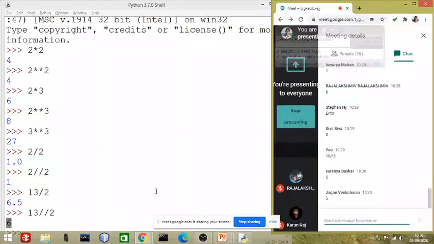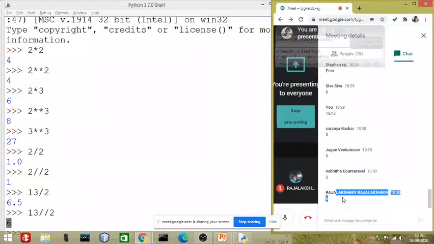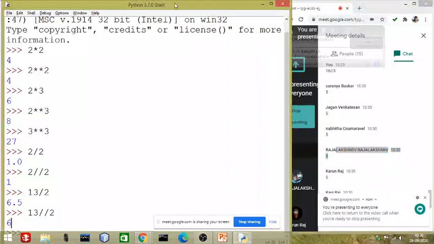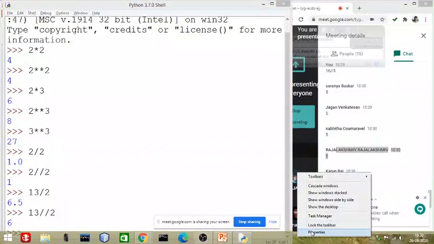Yes, Saranya has given the answer 5. Nabita 5, Jagan 5, Raj Lakshmi has also given the answer as 5. Good job. Simple, it's simple. We will not get any decimal point, that's all. Nothing else will happen. We will not get a decimal point only.